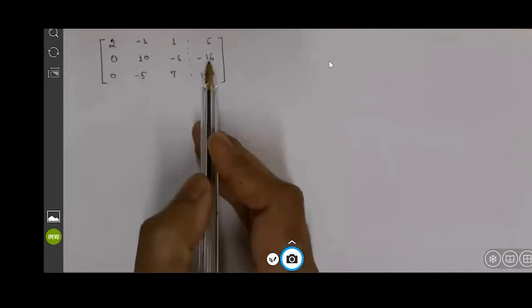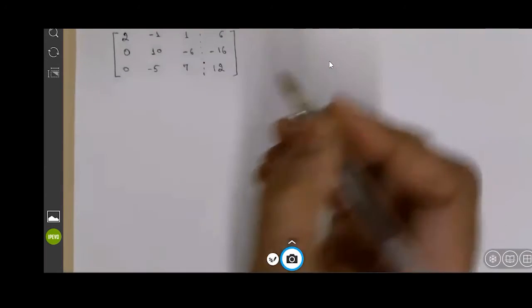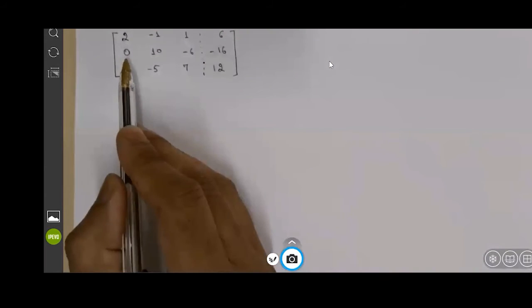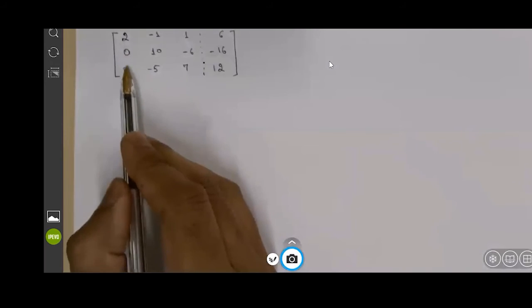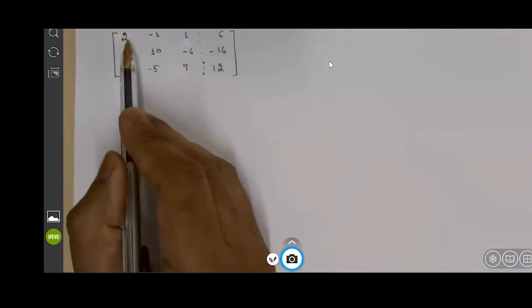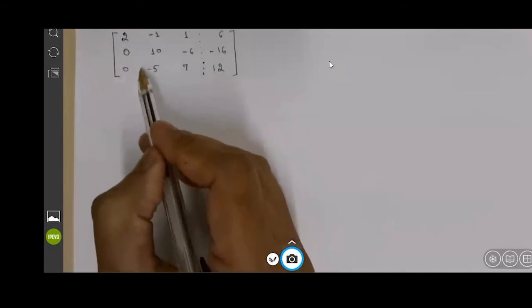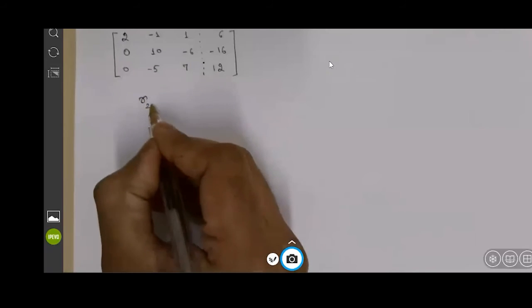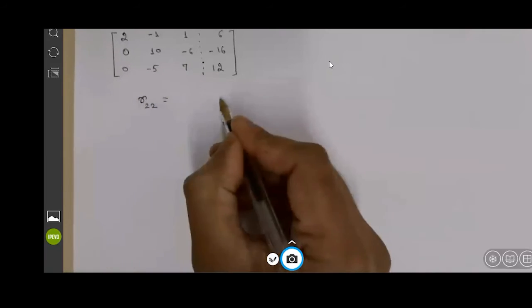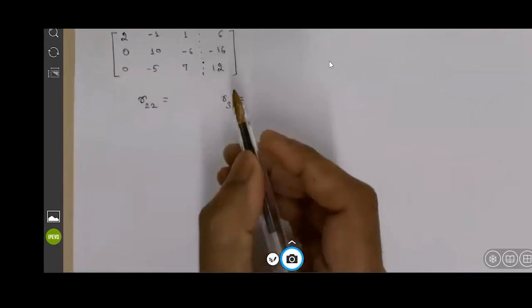Is everybody with me so far? Yes. So what we have done is eliminated all the entries corresponding to x1 from the other two rows. Only the entry for x1 remains on the first row. Now we have to repeat the process for x2. So I have to find R22 and R32. Can somebody help me to find what R22 and R32 would be?